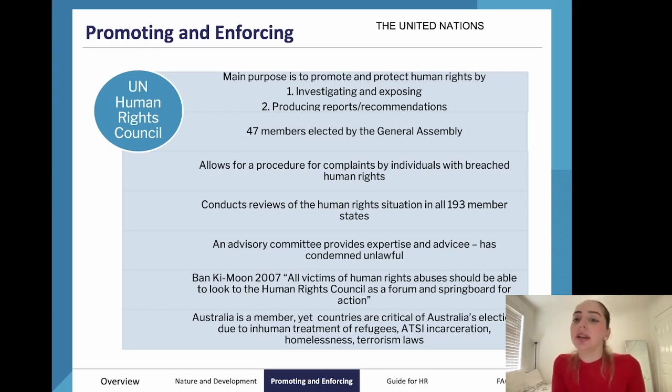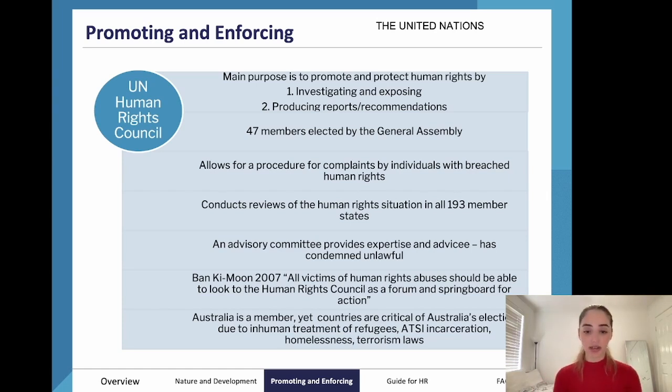Nonetheless, the UN Human Rights Council has 47 members that are elected by the General Assembly. It allows for a procedure for complaints by individuals with breached human rights. It conducts reviews of the human rights situation in all 193 member states. An advisory committee provides expertise and advice.